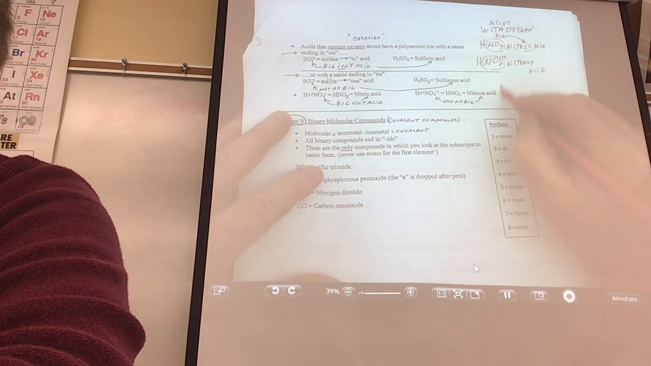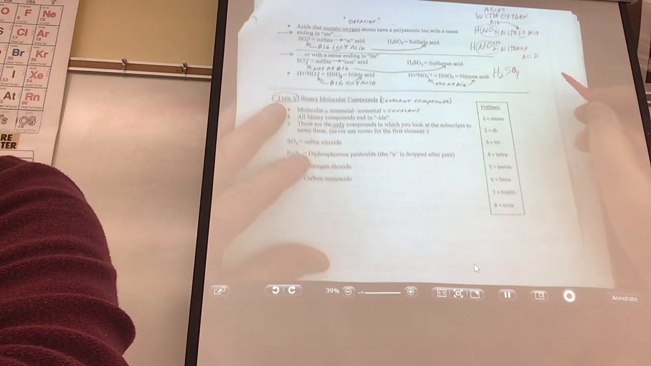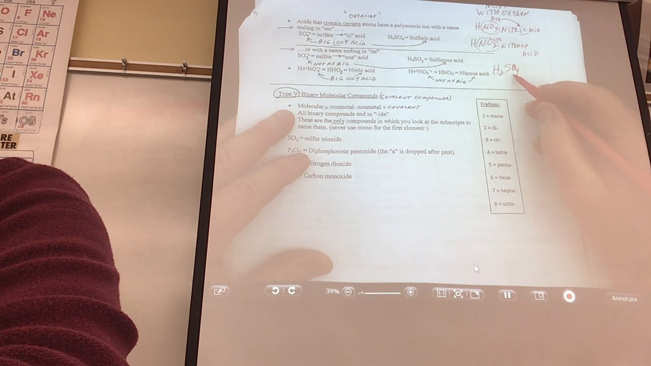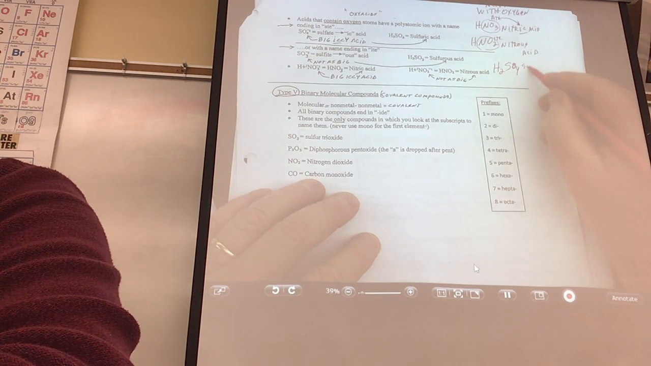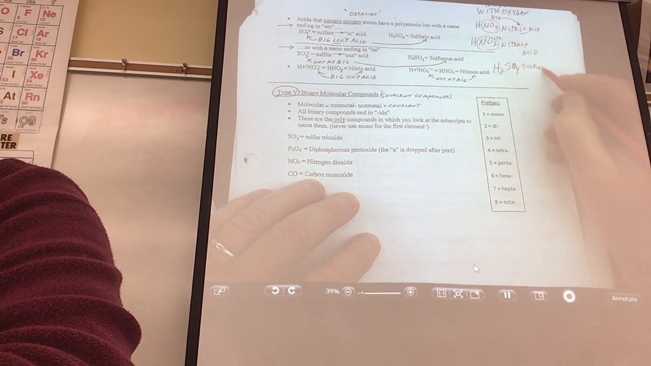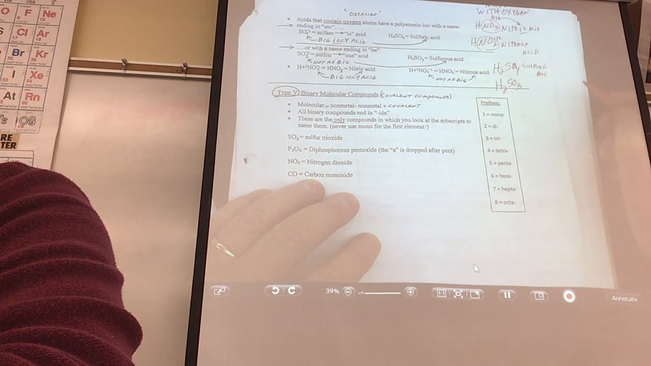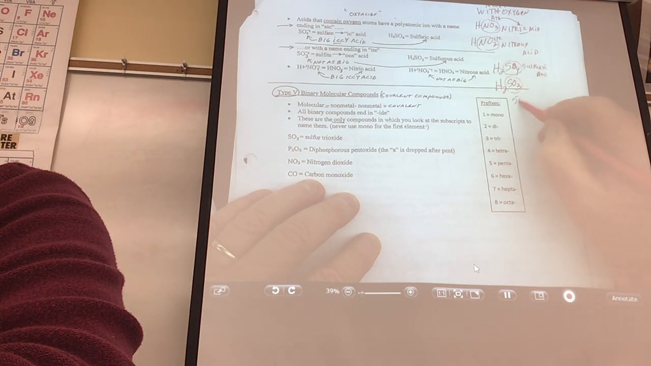All right, ready? Tell me what the name of this is. Is it an acid? Does it have oxygen? What's the name of the polyatomic ion? Sulfate. So what's the name of this? Sulfuric acid. All right, what's this one called? Sulfate, sulfuric, sulfite, sulfurous.